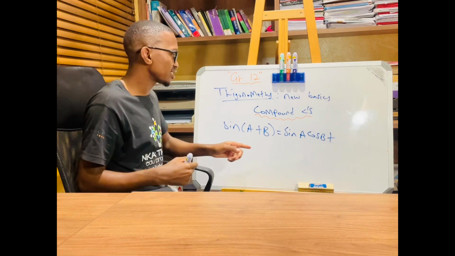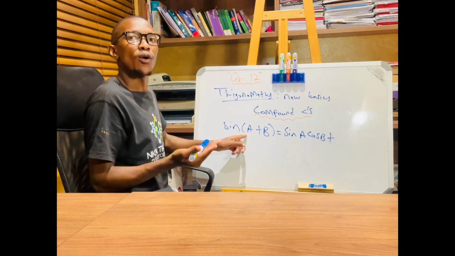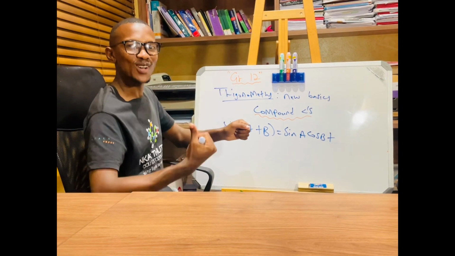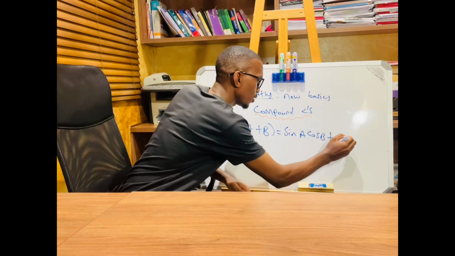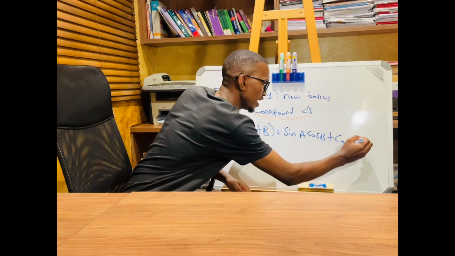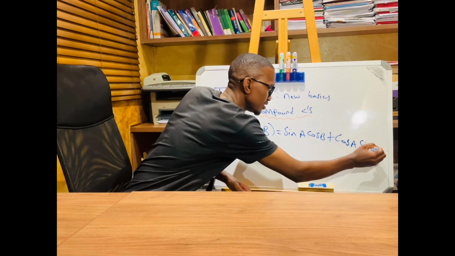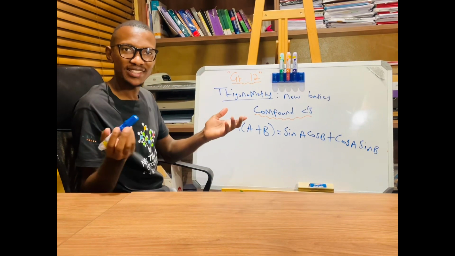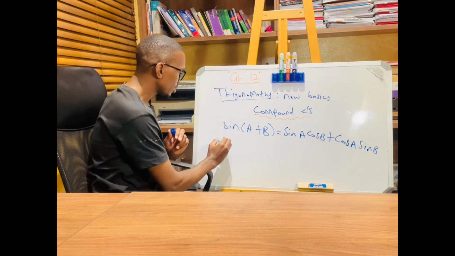Right now what's going to happen is that sine is going to hand over to who? To Mr. Cos. Then check it out, we're going to have cos A and what? Sine B. That's what happened right there. That's the formula.